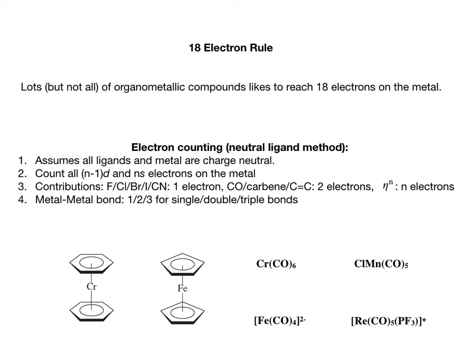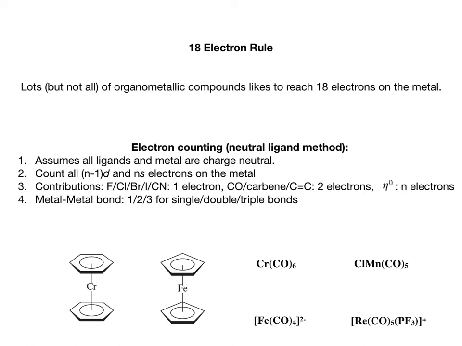Okay. Manganese, there's a chlorine, there's 5 carbonyls. Manganese is in column 7, and chlorine, assuming charge neutral, contributes 1. So 7 plus 1, so that's 8. And then on the carbonyl side, each one contributes 2, and 5 of them, so that's 10, so a total of 18.